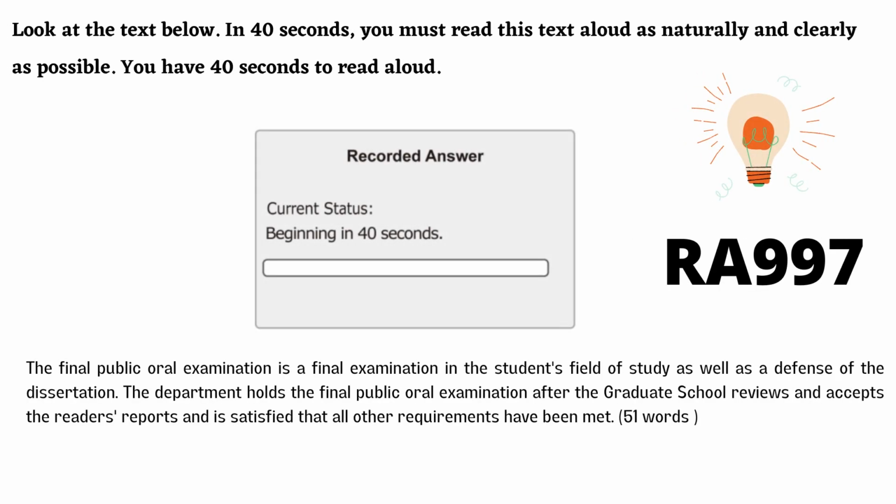The final public oral examination is a final examination in the student's field of study, as well as a defense of the dissertation. The department holds the final public oral examination after the graduate school reviews and accepts the reader's reports and is satisfied that all other requirements have been met.